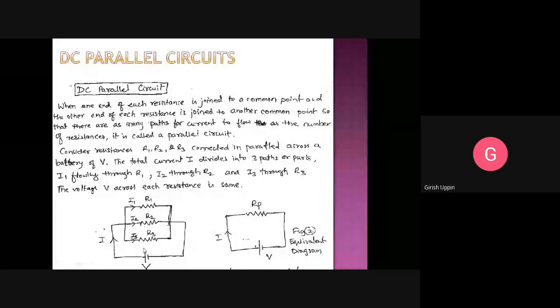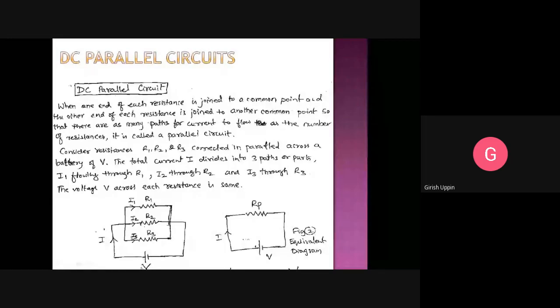So this is the node here and this is the node here. If you say this node is A and this node is B, the voltage across all the resistors would be the voltage across the nodes A and B. In this particular case, it is the voltage source V. So for all the branches, the voltage would be exactly the same, and that is equal to V.